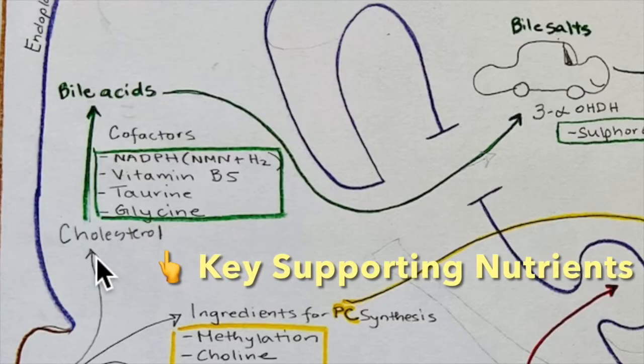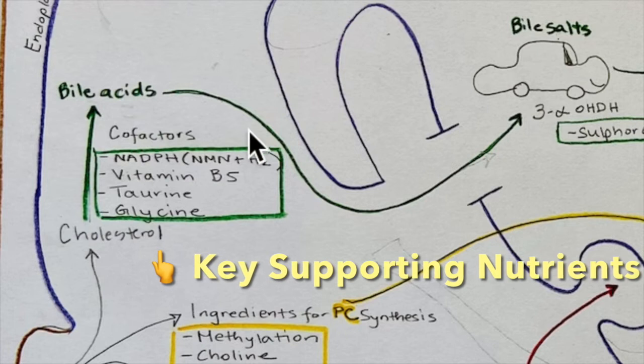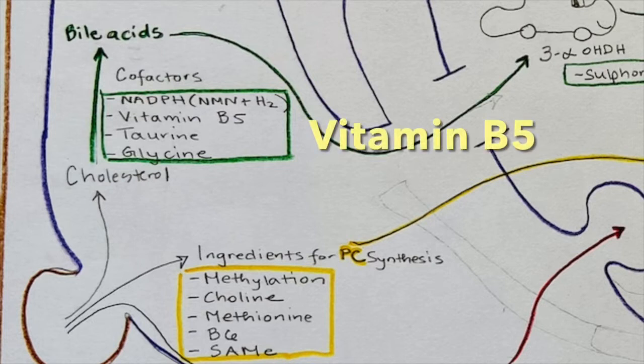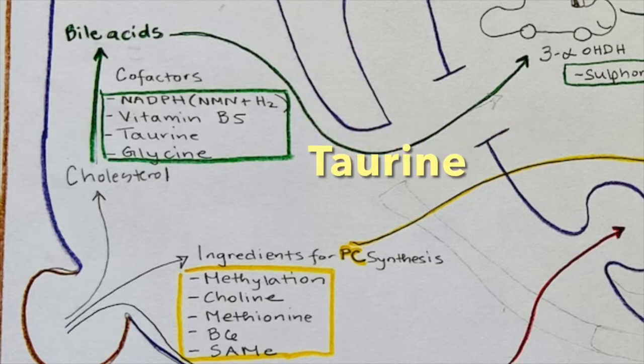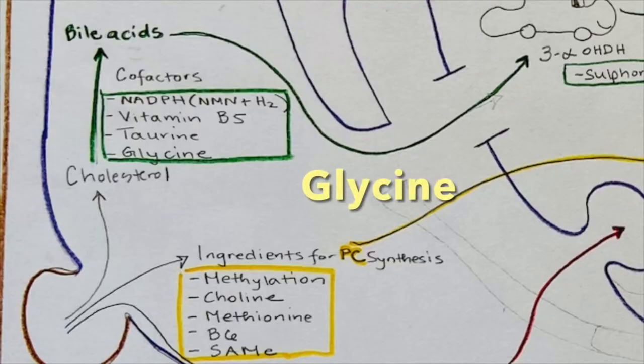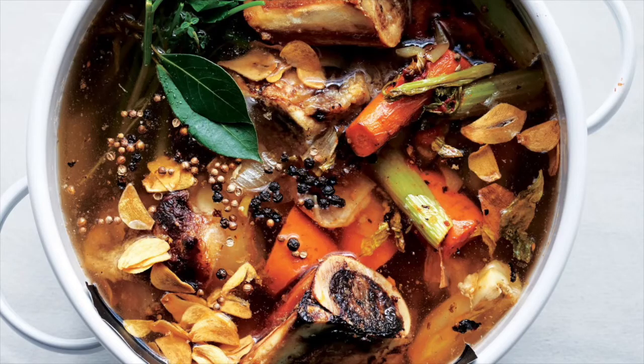There are also a few key supporting nutrients for bile production. These include NADPH. NADPH is made by the body and can be enhanced with the use of NMN and molecular hydrogen. Vitamin B5, taurine, which can be found in beets, and glycine, which is abundant in meat and in collagen.